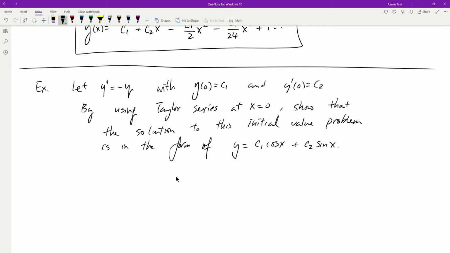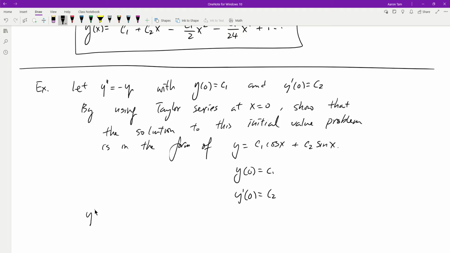Now, before you even get started, you should immediately recognize that if I plug in 0 for y, I do get c1. And if I take the derivative y prime and plug in 0, I will get c2. So it satisfies the initial condition. Now the question is, how do I show this is actually the equation? Well, let's do that. We know that y of 0 is c1, and y prime at 0 is c2.